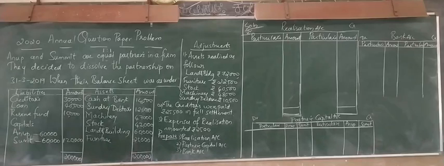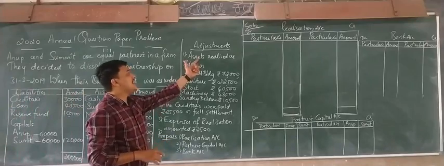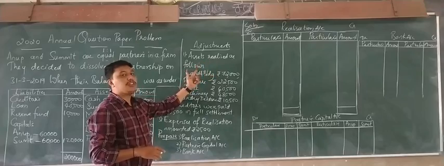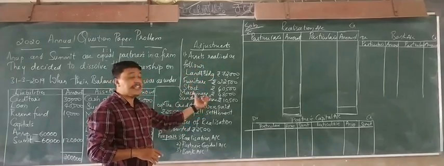And they have decided to dissolve the partnership firm. So they have given the balance sheet. Just go through the balance sheet and see what details they have given. Let us see the adjustments first. Assets have been realized as follows. So they have given the assets realized, with the details put together.